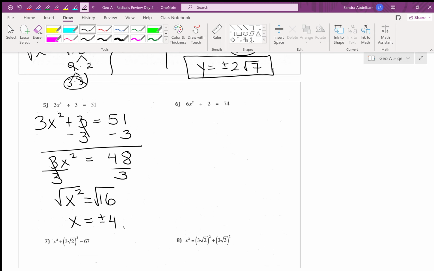Plus minus 4. All right, you all do number 6 by yourselves, and then we'll go on to something a little more difficult.